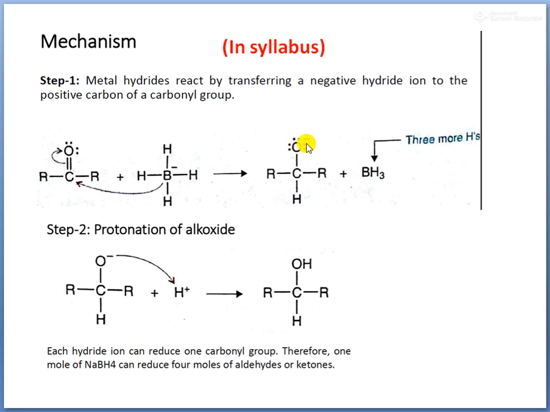Here the oxygen has the negative charge. Again, there are 3 more hydrogens present in the BH3, so the BH4- is converted to BH3. The second step is the protonation of this alkoxide. For that, the H+ ion from the medium comes and attaches to the O-, and we get an alcohol as the resultant product. So each hydride ion can reduce one carbonyl group. Therefore, 1 mole of sodium borohydride can reduce around 4 moles of aldehydes or ketones.